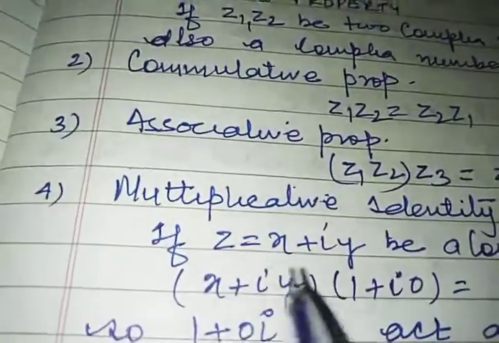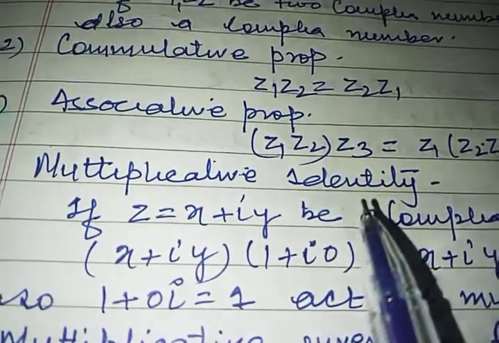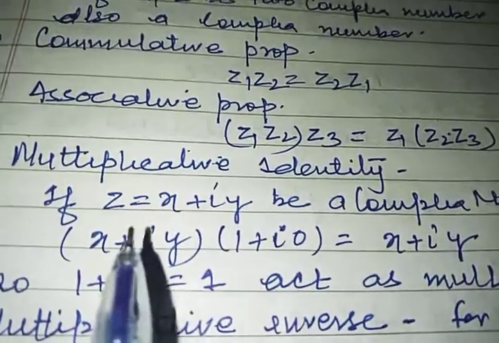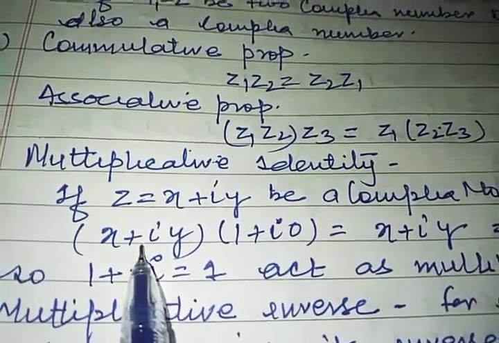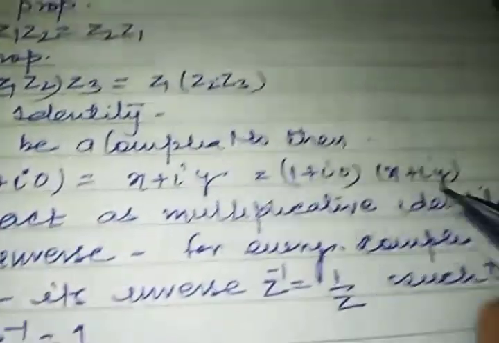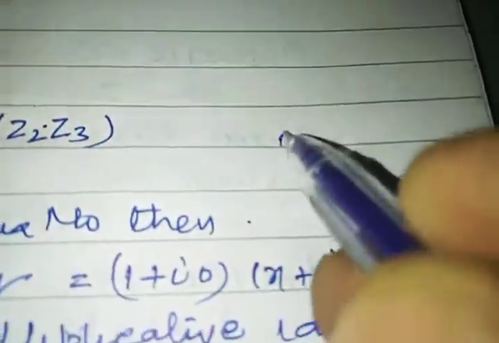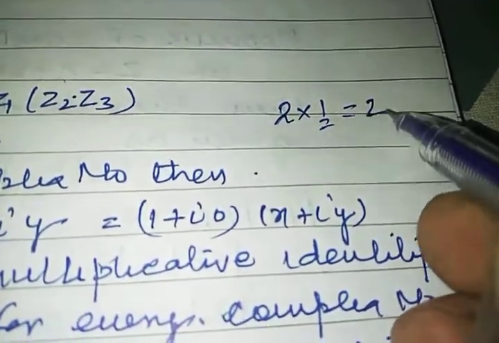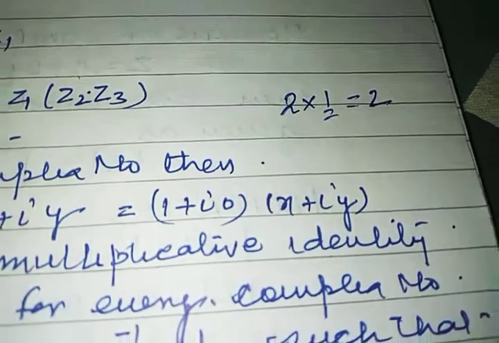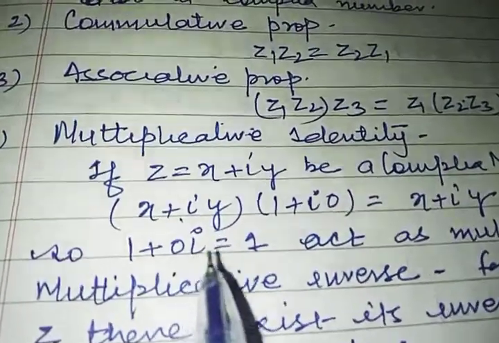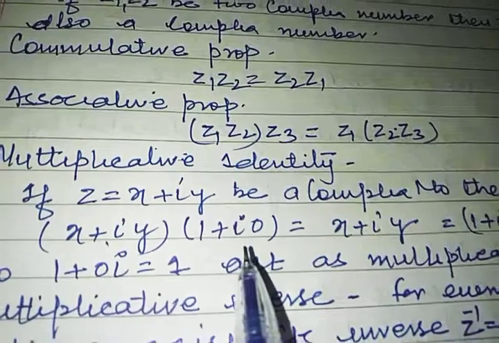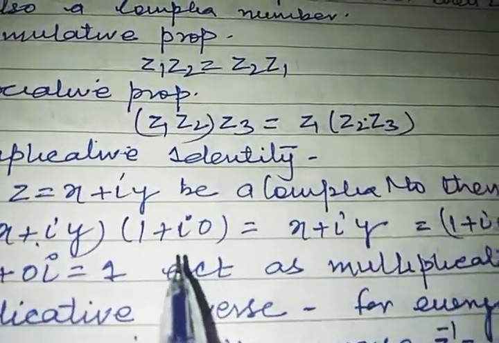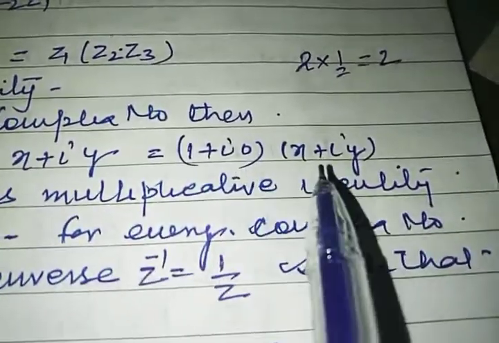Then again we have multiplicative identity. See, in the case of real numbers, 1 is the multiplicative identity: 2 into 1 is equal to 2, 3 into 1 is equal to 3, 4 into 1 is equal to 4. So here we have the identity 1 plus i0, or simply we can say 1. So x plus iy when multiplied by 1 plus i0 will give the same number.